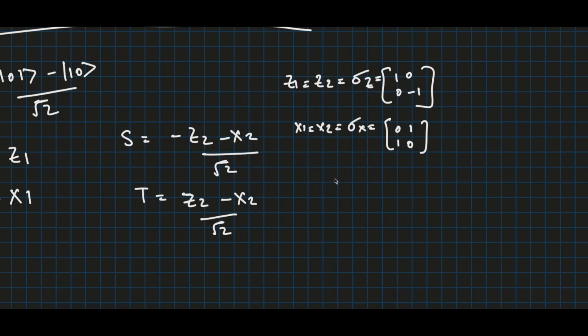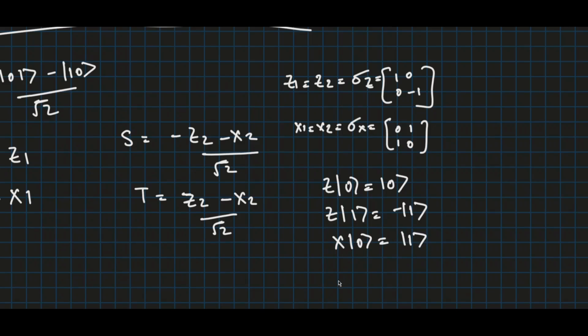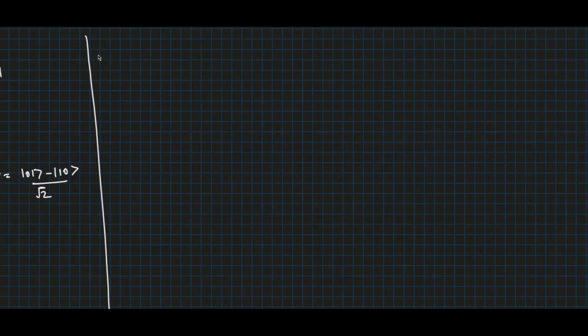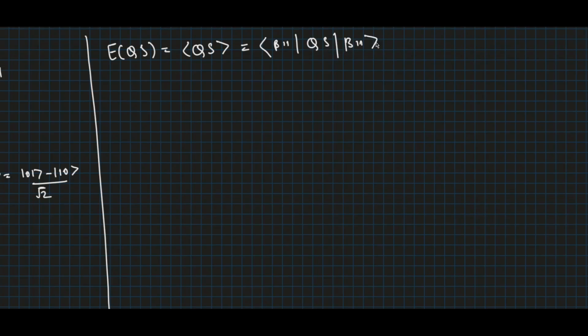We can also define the operations on our qubit such that Z operating on 0 gives us 0, and Z operating on 1 gives us minus 1. Similarly, X operating on 0 flips the bit to 1 and X operating on 1 gives you 0. So now let's calculate the expectation value of QS, RS, RT and QT with respect to state beta 11. First of all, let's calculate the expectation value of QS, which is equal to <beta 11|QS|beta 11>, which can be written as <beta 11| Q tensor product S |beta 11>, since Q and S are actually tensor products.